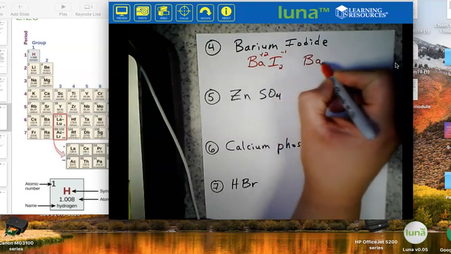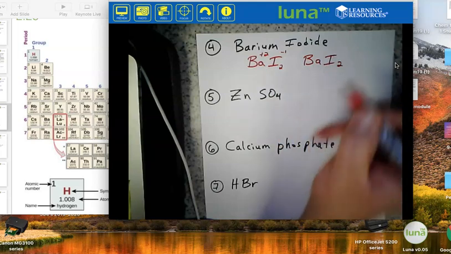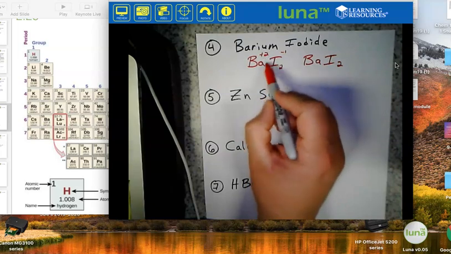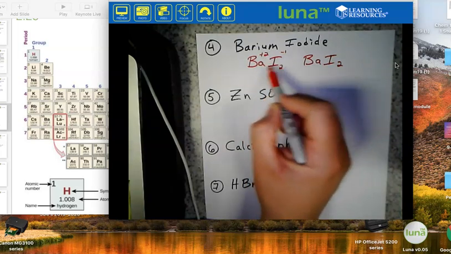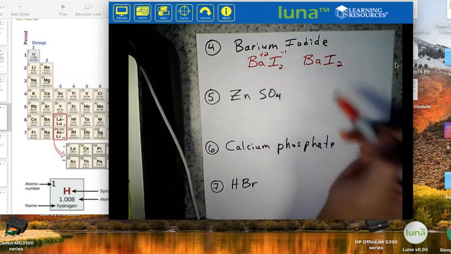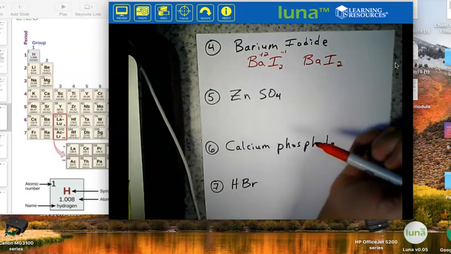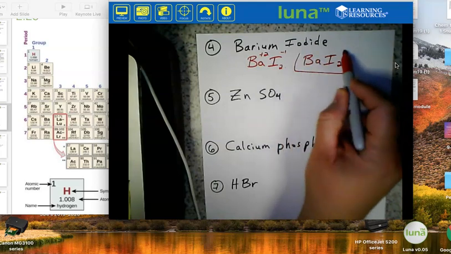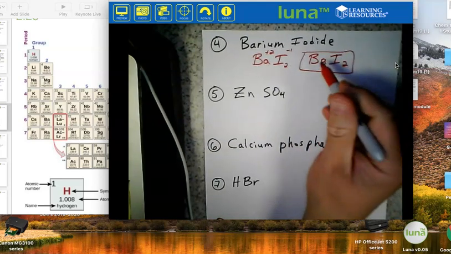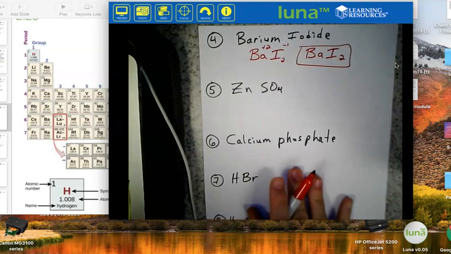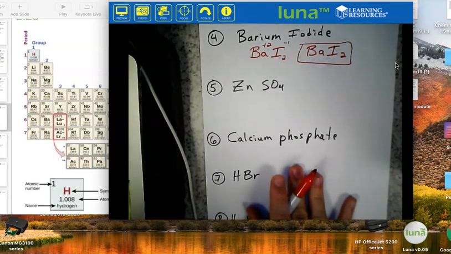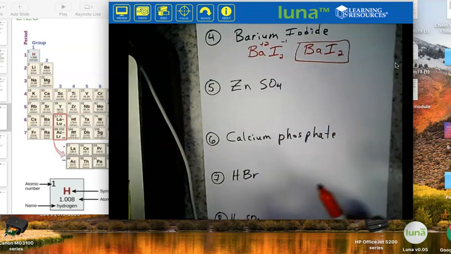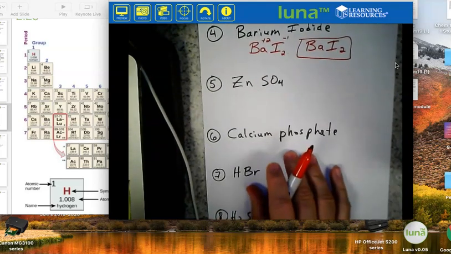So the formula would be BaI2. Now I'm writing the charges up here just to indicate the charges so we can balance everything, so we know what the subscripts are going to be. But in the answer you wouldn't write this. So that's why I'm rewriting it again without the charges there, because as a compound, each element shouldn't be charged. It's written that way, and not with the charges above there.